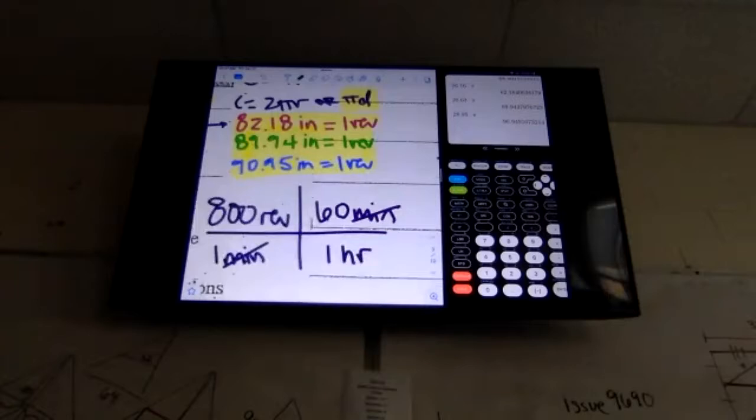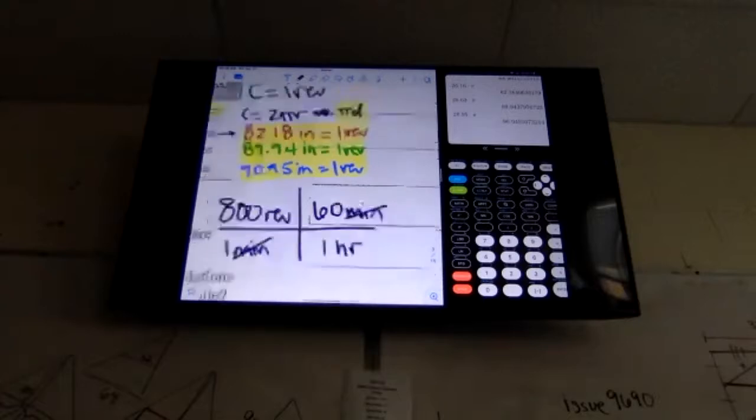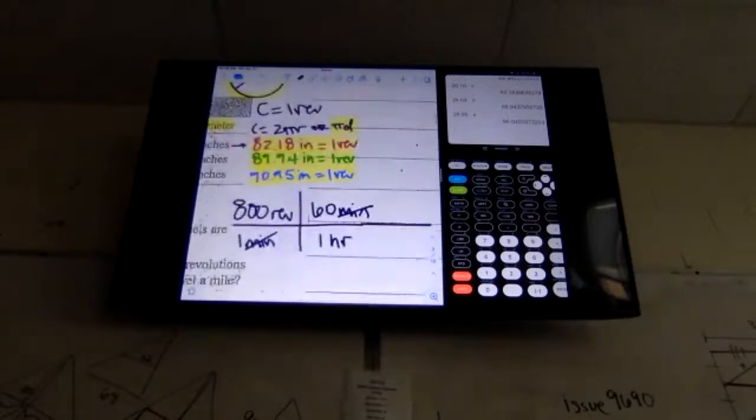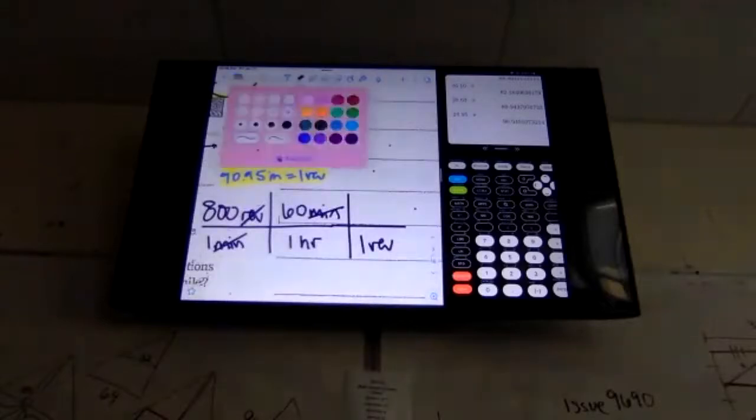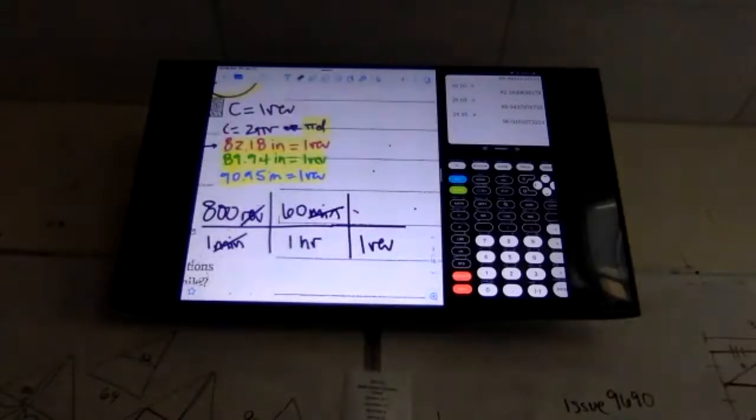But now I need to get revolutions into miles. The whole reason the chart was given to us is that it's telling us revolutions in inches. So the first one, the pink one, says 82.18 inches equals 1 revolution. That's the next step I want to use because I need to cancel this revolution. That's what I started with. I'm going to put my 1 revolution on the bottom and my 82.18 inches on top.